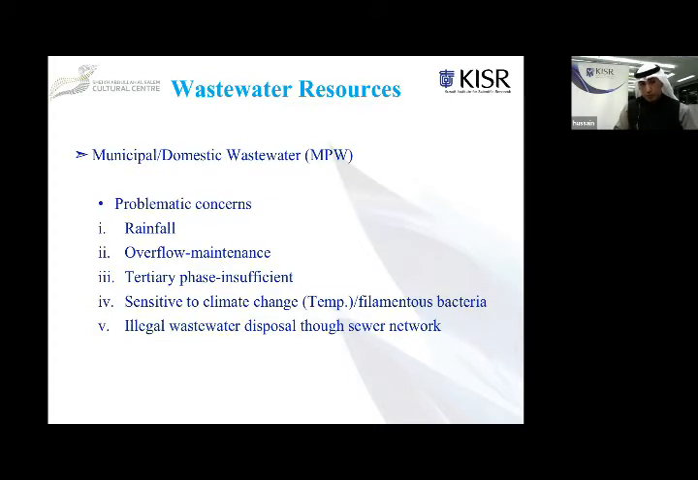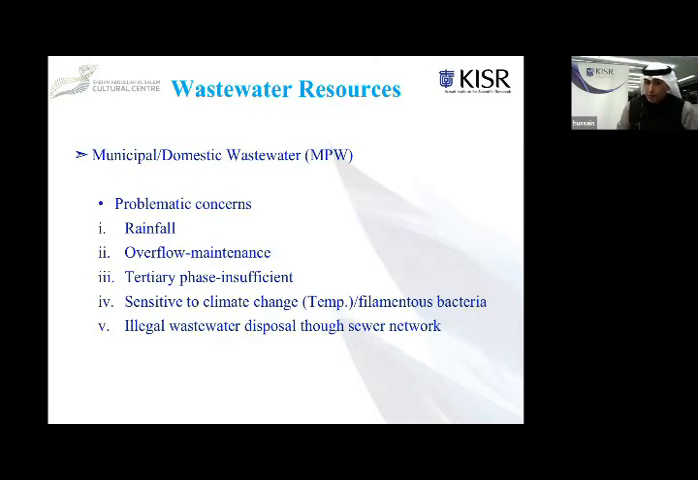The third issue facing municipal wastewater is the tertiary phase. We have conducted many experiments to examine the efficiency of using chlorine disinfection or UV light, and we noticed that they were insufficient in removing viruses or antibiotics or such micropollutants.